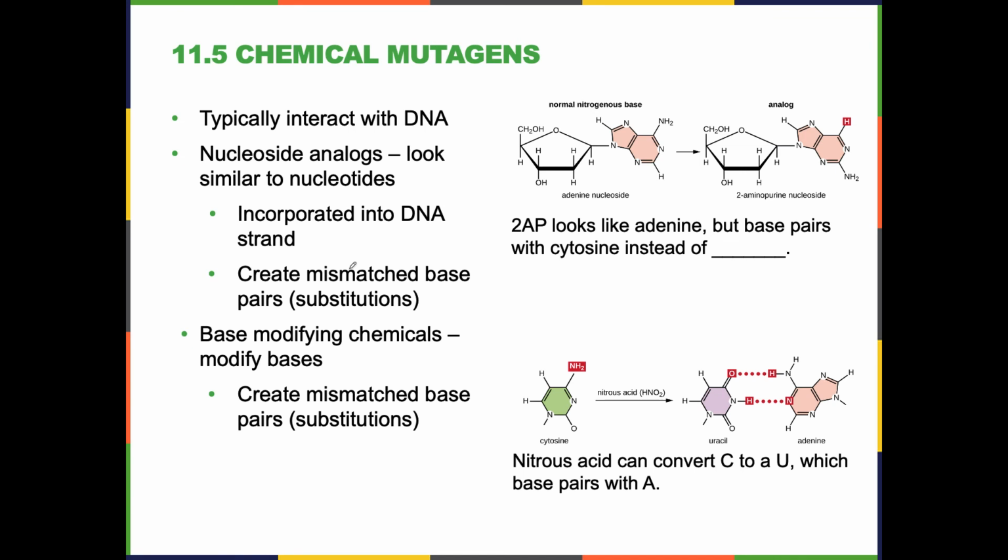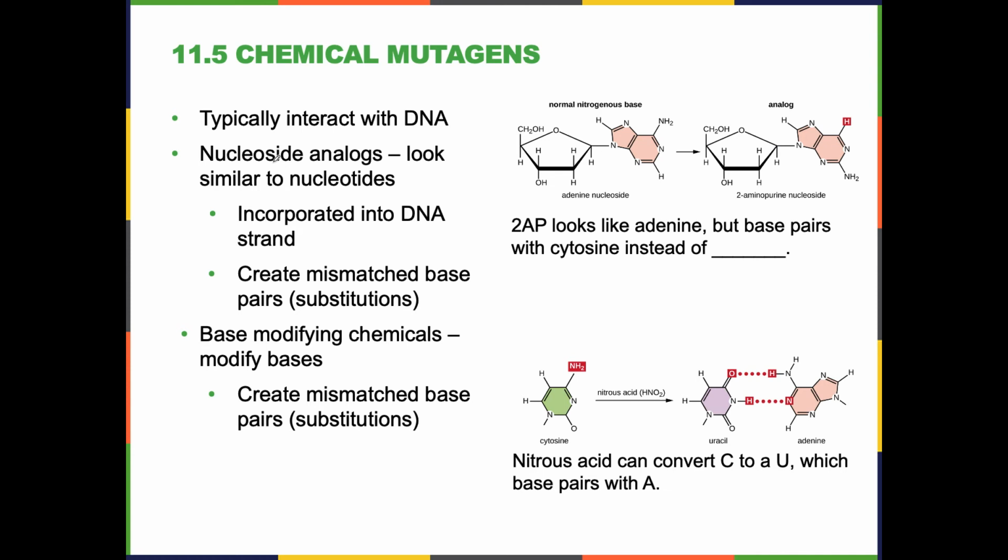And chemical mutagens typically interact with DNA somehow. Right? Somehow they're hanging out with DNA. And there are three classes of chemical mutagens: the nucleoside analogs, base modifying, and intercalating agents. Okay, nucleoside analogs, nucleosides are like nucleotides. It's like a couple things missing. Doesn't have the phosphate group, all that kind of stuff, but that's okay. We'll just stick with it looks like a nucleotide.